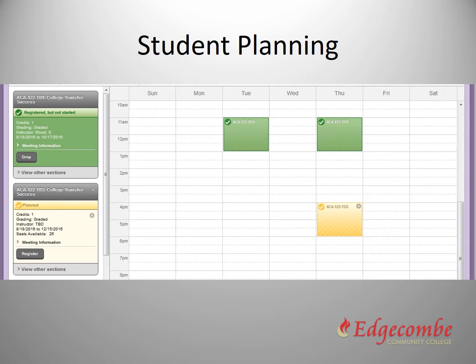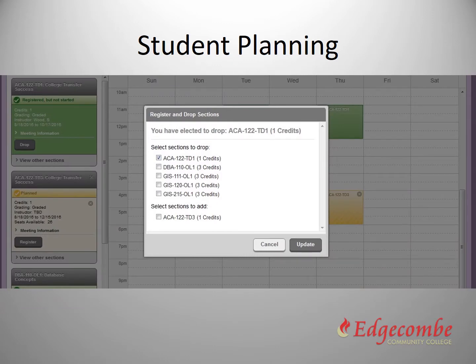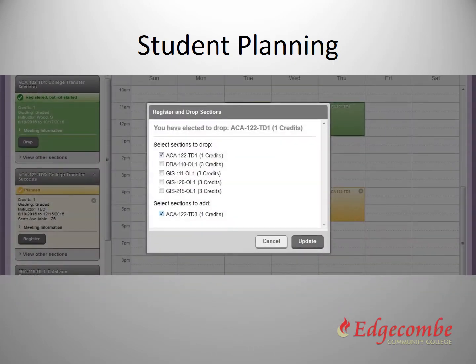You are now ready to drop any unwanted sections. You will need to hit drop in the box of the section that you want to drop. This will bring up a pop-up box of all classes. Make sure that the class that you want to drop has been selected. You also want to click on the class that you want to add so it is selected. Once this is done, make sure everything is where you want it to be and then click Update.